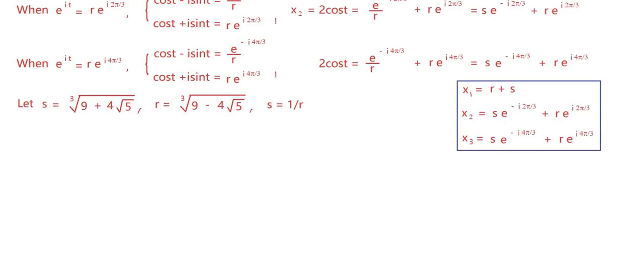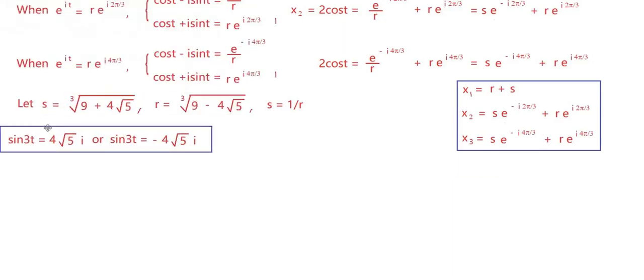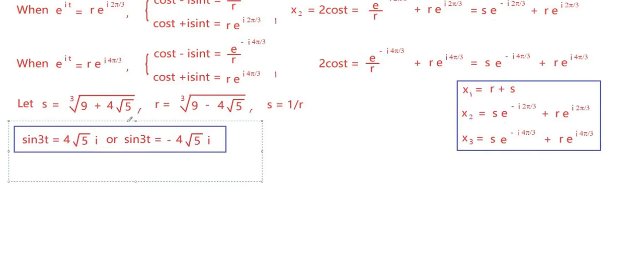People may think in the beginning we used to have this one, because sin 3t can also be minus 4 root 5i. If in case 2, say sin 3t equal to minus 4 root 5i, it just switches the location of r and s, and the result is the same. So we only select one case is enough.